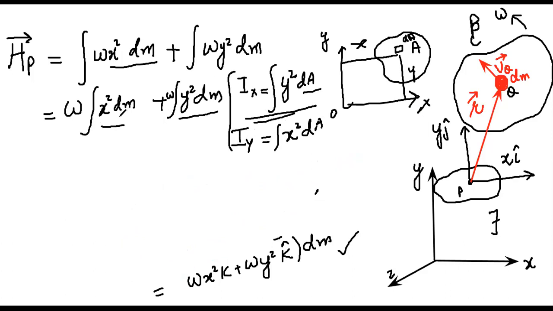So it means that except for dm here, you have dA there. This is called the area moment of inertia, and this term we call the mass moment of inertia. In mechanics this is called the mass moment of inertia.